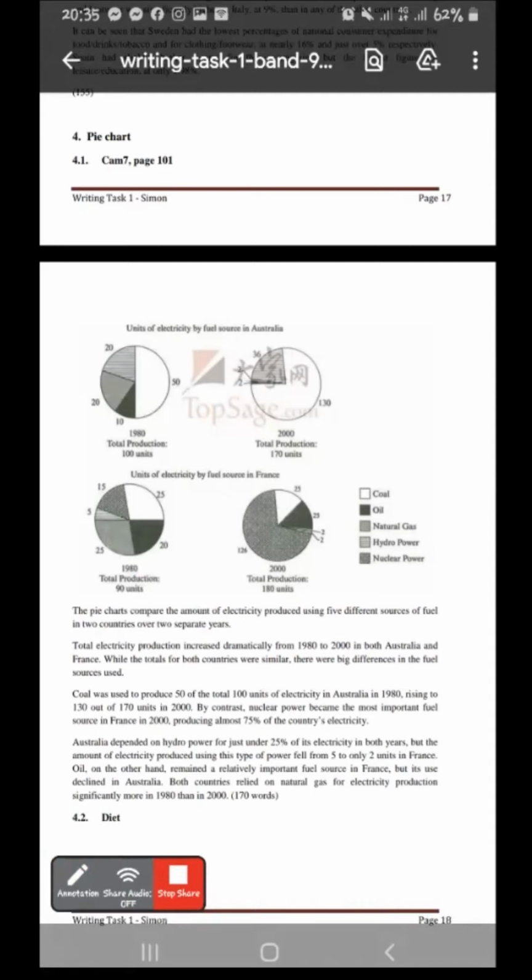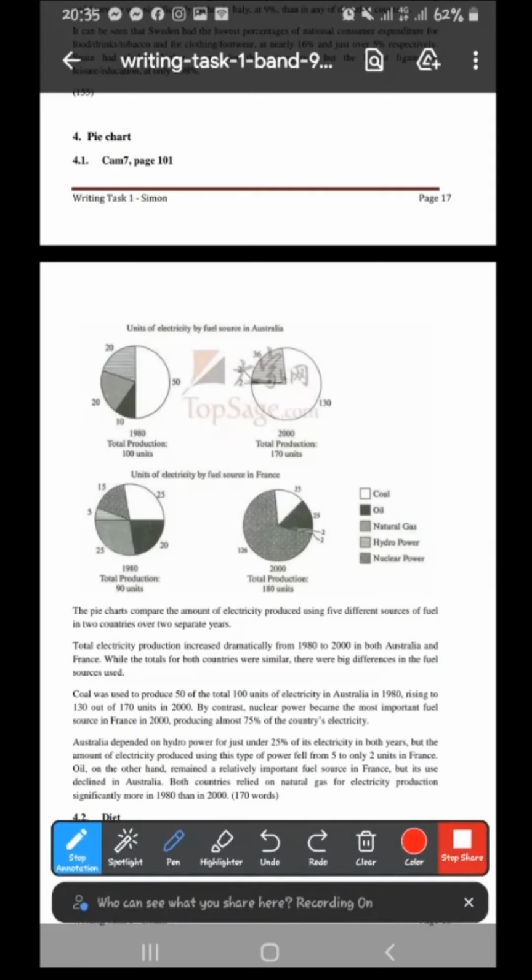So the pie charts compare the amount of electricity produced using 5 different sources of fuel in 2 countries over 2 separate years. Look at the way how they introduce themselves. Look at the way how the pattern has been written in proper manner. It's all about the consumption of electricity, isn't it? The amount of electricity that has been consumed or produced, actually. Not consumed, it's actually produced. Using 5 different sources of fuel in 2 countries over the past 2 years. Past 2 years or 2 separate years.